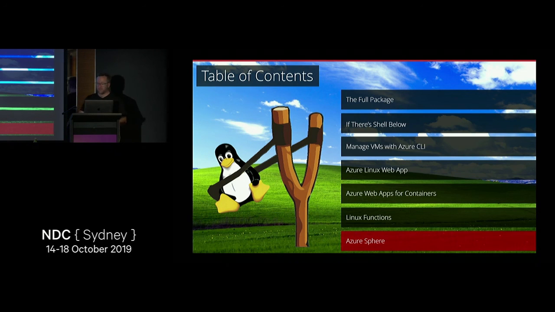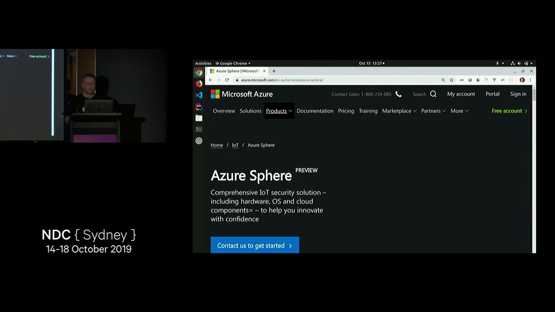And that's where Azure Sphere comes in. So Azure Sphere is in preview right now. It's a comprehensive IoT security solution. Now, Microsoft have done some stuff with IoT before. They have made a much smaller version of Windows, so small it can fit inside a Raspberry Pi.